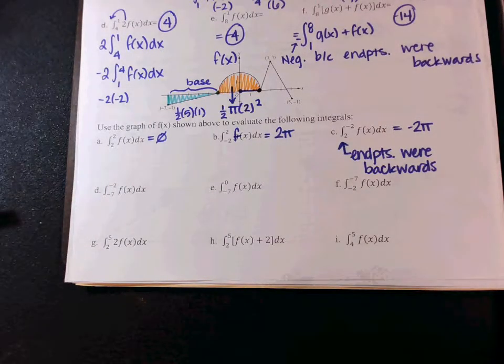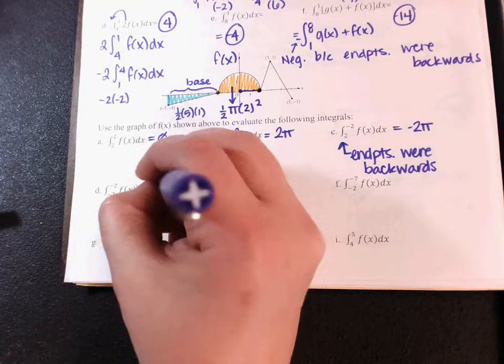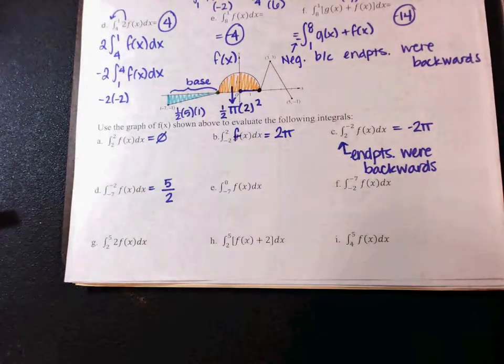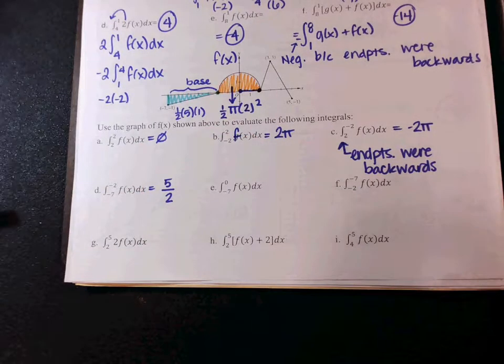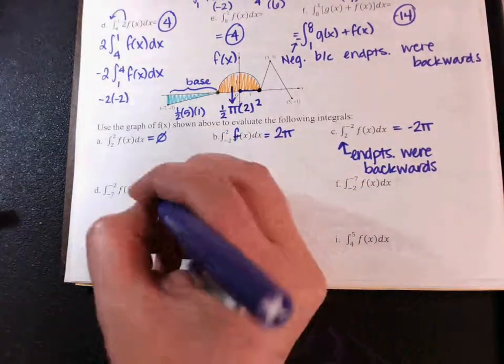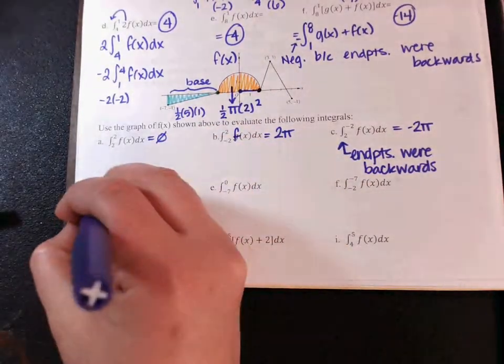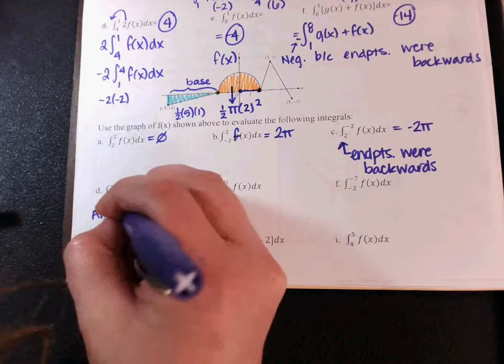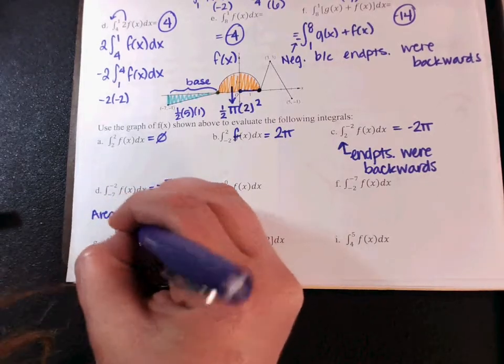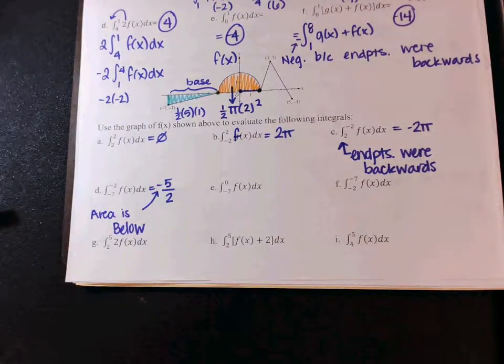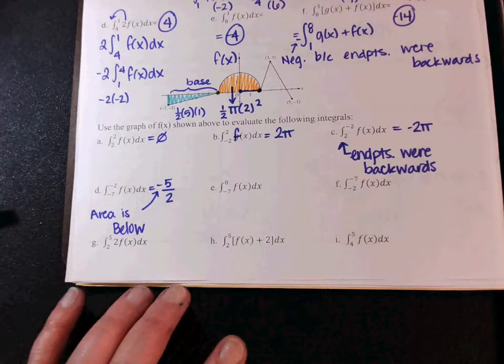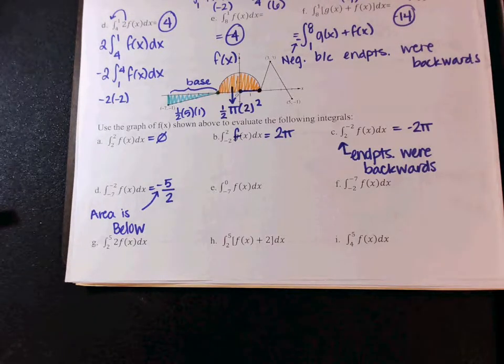Now, will this integral equal positive 5/2 because it's forward? No, it will still be negative because where's the area? Below. Very good. Area is below. So there are 2 ways now that your integral can come out negative: if the area is below or if the area was backwards on the integral. Okay, go to letter E.